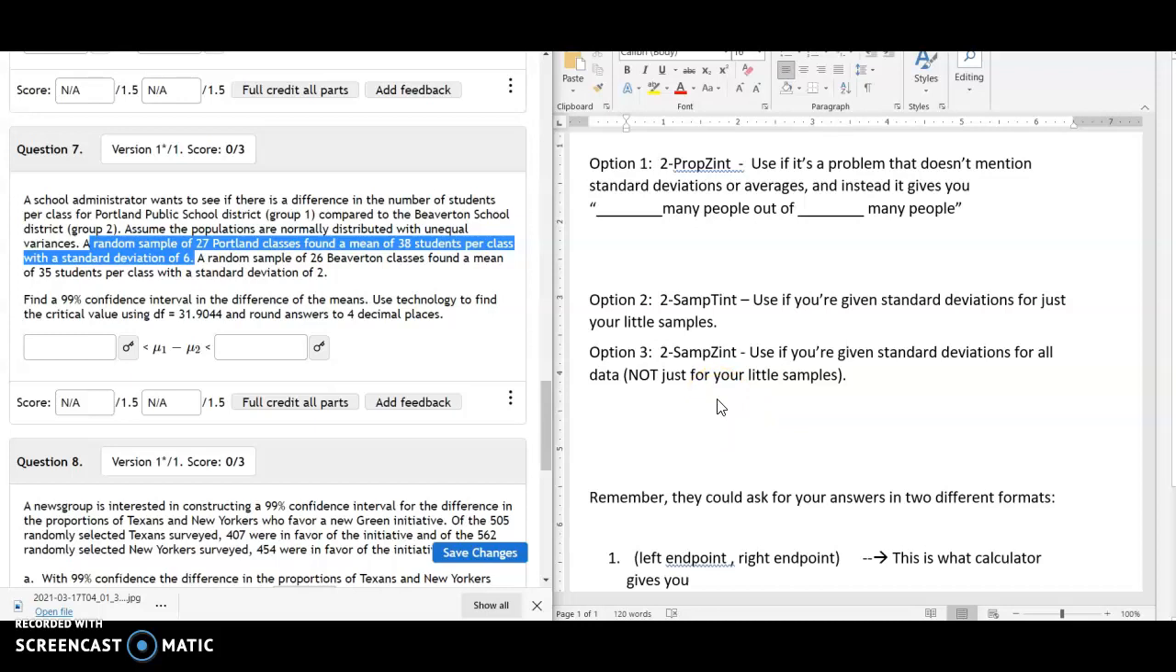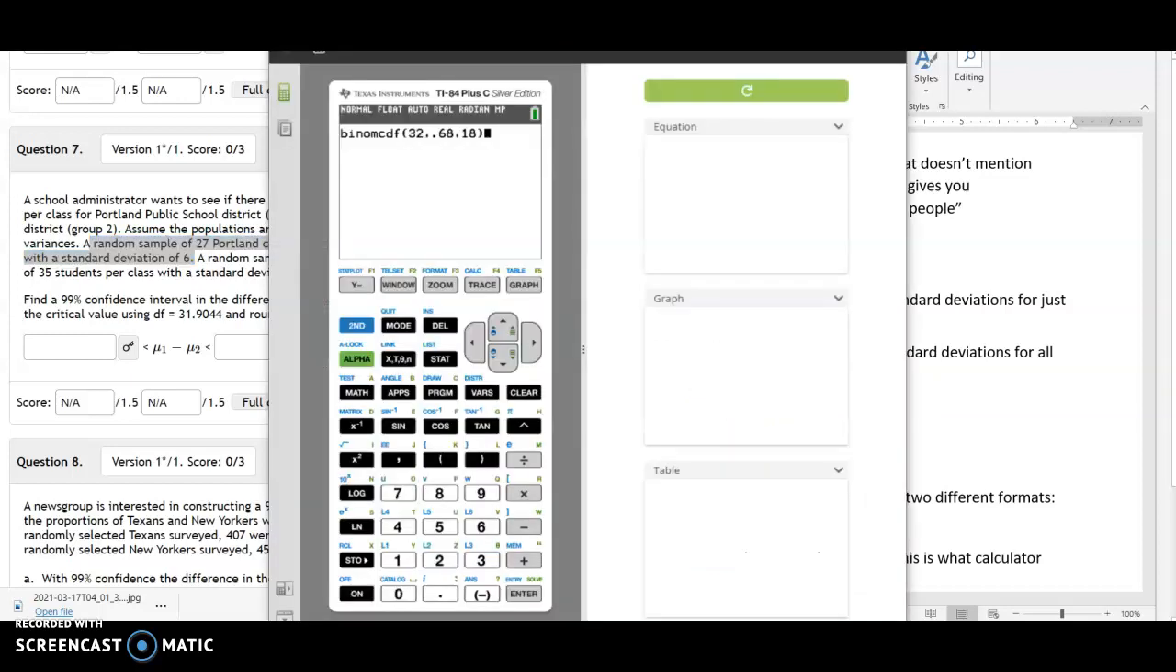In terms of how to put them in the calculator, I'm not sure if you're having trouble there or not. One thing I would point out, make sure you're not using these ones up here. Don't use the ones that end in test. You're going to scroll down, and they're down here towards the bottom. So for example, here's 2-SampZInt.